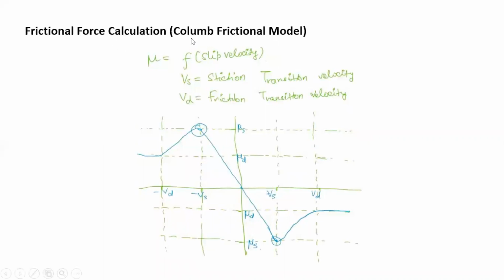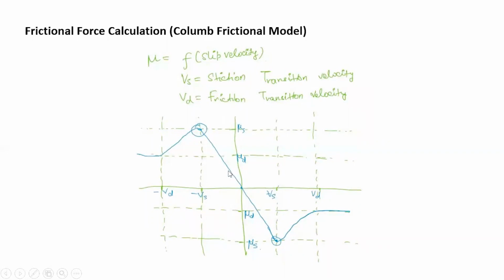For the frictional force, there's only one model available in the software, which is the Coulomb frictional model, where the coefficient of friction between the two bodies in contact is a function of the slip velocity. By slip velocity, I mean there are two components: the friction transition velocity, and this is the friction transition velocity, right? And this is the curve which is followed. As you can see, for the static friction transition velocities between the two bodies, the coefficient of friction becomes equal to the static coefficient of friction, and for the dynamic friction transition velocities, the coefficient of friction becomes equal to the dynamic coefficient of friction.